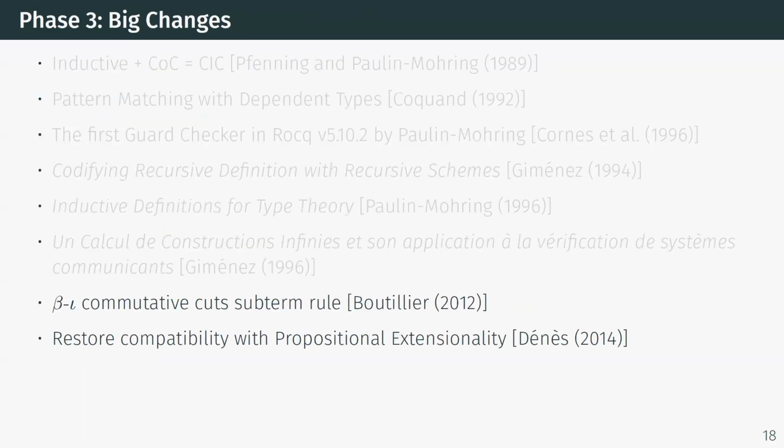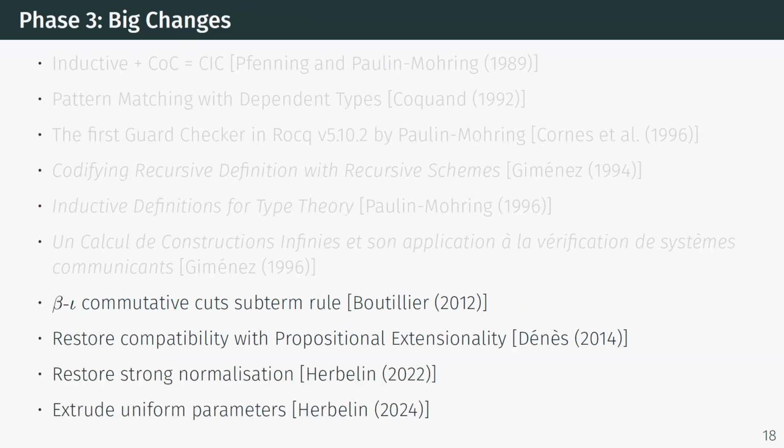So of course we need to put out the fire. In 2014, Maxime Dénès restored compatibility with propositional extensionality, which means that Rocq is compatible with HoTT, as it should be, and with other extensionality principles. Okay, PMI is saying maybe. Hugo Herbelin also implemented some new features recently: strong normalization and uniform parameters.